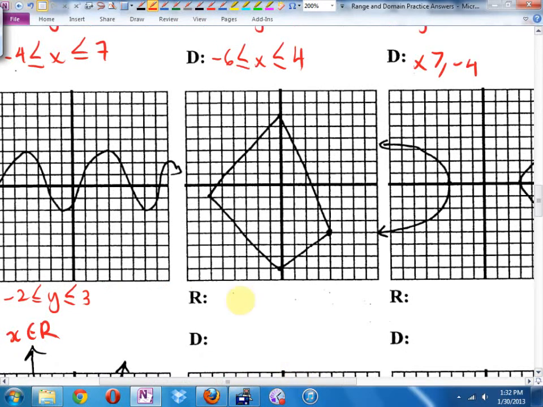Range, -7. Oh, it's not a function, by the way. -7 less than or equal to y, less than or equal to 6. Domain, -6 less than or equal to x, less than or equal to 4.